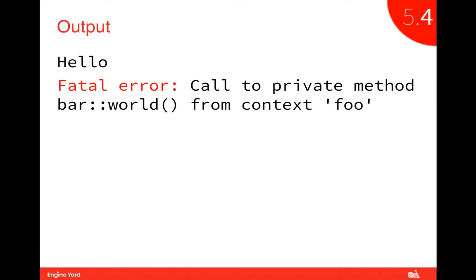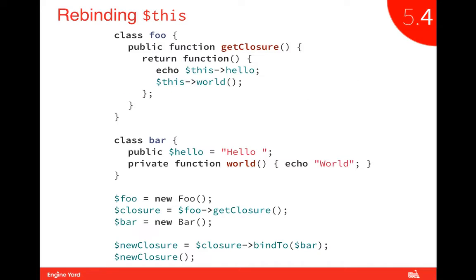And we get this. So all we did was replace the object that $this points to. We didn't change the scope. So the context, the scope, is still the object to which it was defined, which doesn't have access to the private method of world on the bar object.